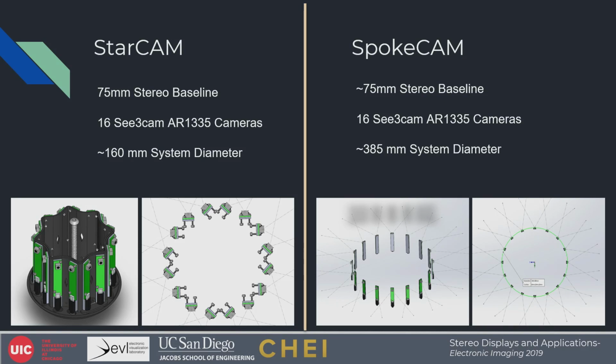So we will address two camera designs. The StarCam, which we have both the synthetic and the real-world camera design of, and the SPOCAM, which we only rendered in synthetic data. As you can see, they both have the same stereo baseline of 75 millimeters, but the big difference is that the StarCam has a much smaller overall system diameter compared to the SPOCAM. Some CAD renderings of these two designs.